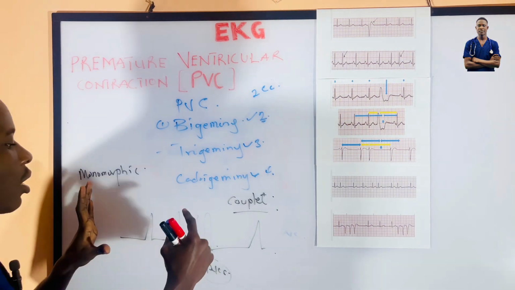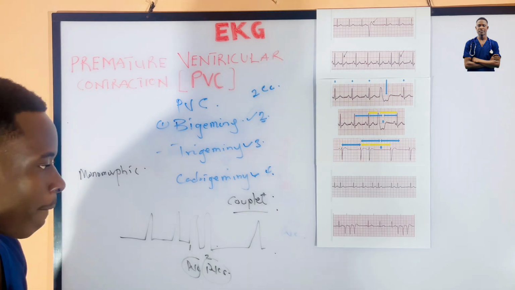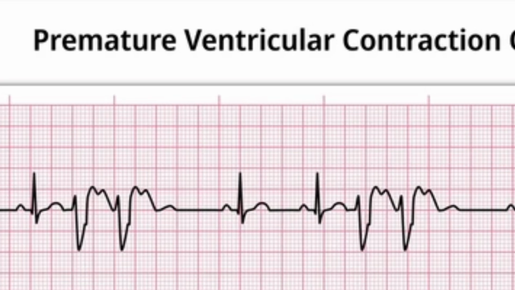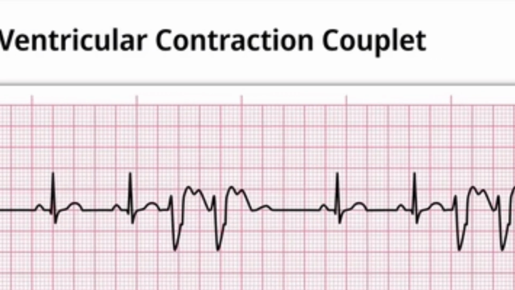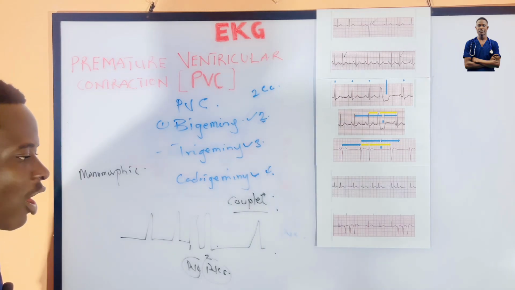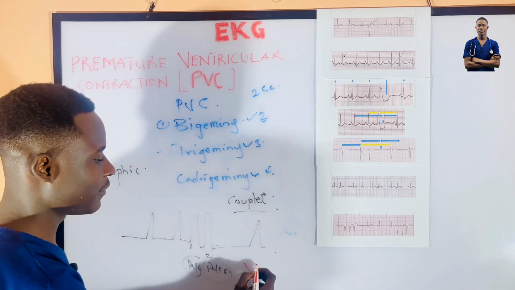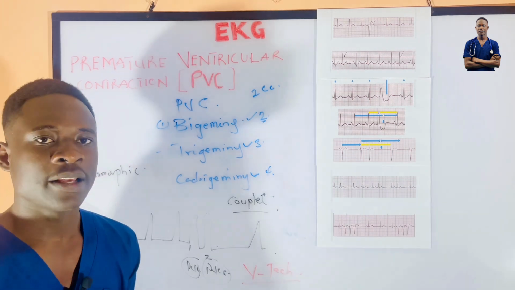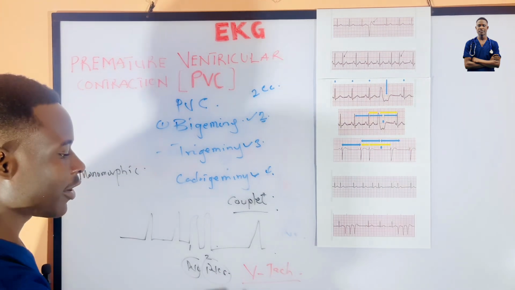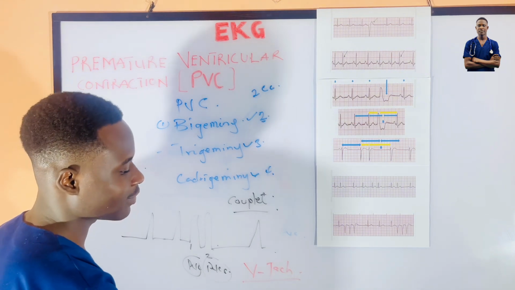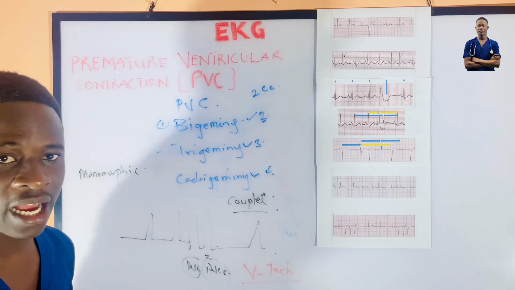Now, this is a couplet. Someone may also ask, if you have 2 continuous PVCs, it gives us a couplet, what of 3 and more? 3 and more is what we call the V-tach. You can check the video on the V-tach. 3 or more, we call it V-tach, ventricular tachycardia.